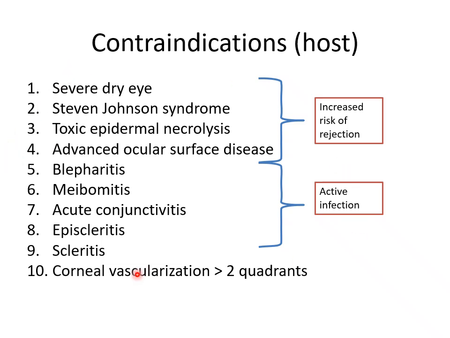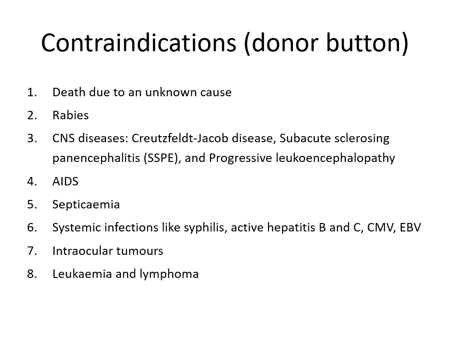The second group of contraindications is when there is an active infection. That is quite obvious. Blepharitis, basically you have to treat any of these infective conditions first, and then of course you can proceed. Corneal vascularization more than 2 quadrants again increases the risk of rejection and would be a relative contraindication. Even if you do a PK, the success rate is likely to be lower than expected. Now, this is the second group of contraindications.